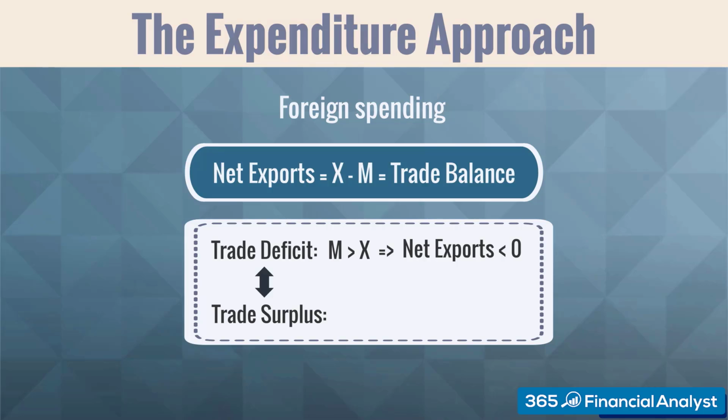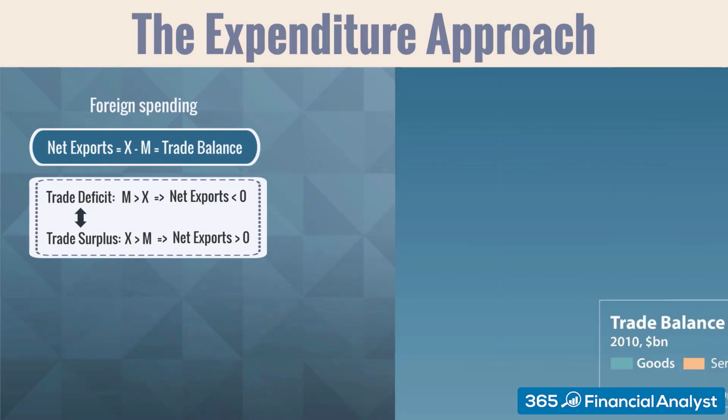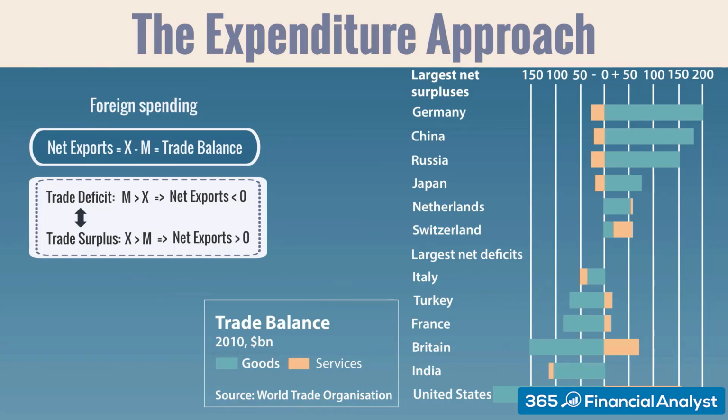A trade surplus, on the other hand, corresponds to higher exports compared to imports and to a positive net exports figure. On the graph, you can see the countries with the largest trade deficits and surpluses as of the end of 2010. Although total figures have changed since then, it is the relative trends we're interested in.